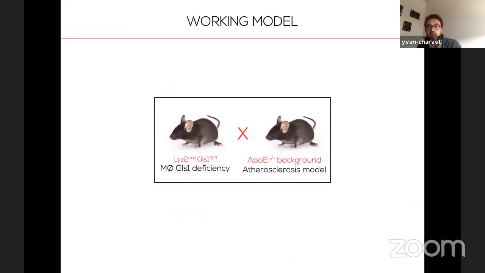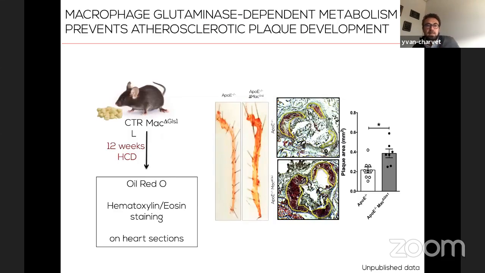So we decided to generate the Lysm-Cre GLS1 flox mice and backcross them to the ApoE knockout mice. What we found after feeding the mice for 12 weeks on a high-fat diet is that clearly these mice develop strong atherosclerosis compared to control mice. This has been seen by en face staining and also directly on the aortic section. The quantification of the plaque is shown here on the right. So clearly you have an increase in atherosclerosis development in this animal model.